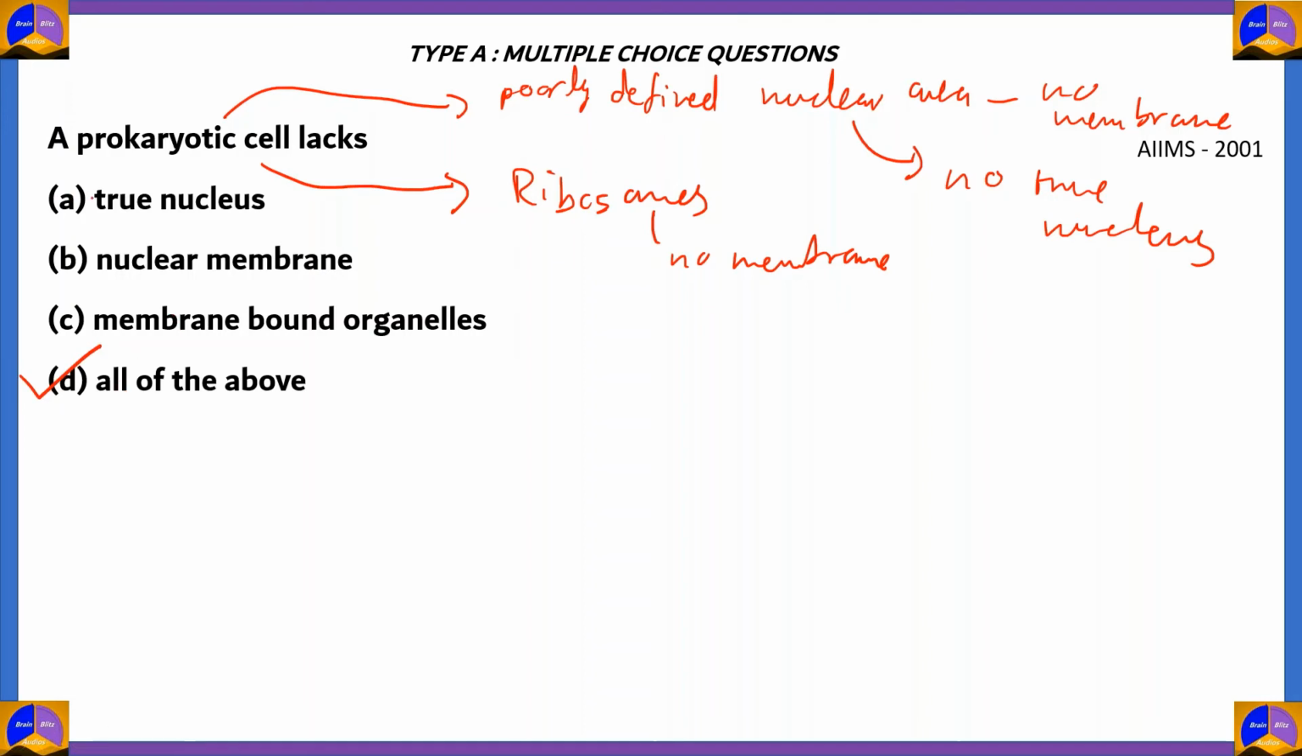If I chose true nucleus only, it would imply that nuclear membrane and membrane-bound organelles are incorrect, which is not true. Same is true for B and C, which is why they are incorrect. The right answer is option D, all of the above.